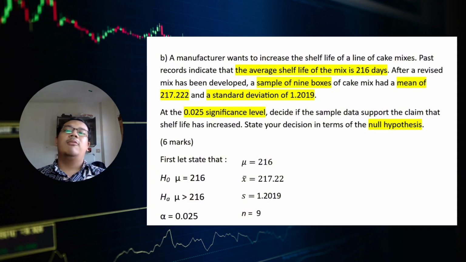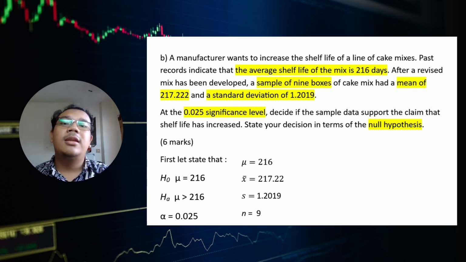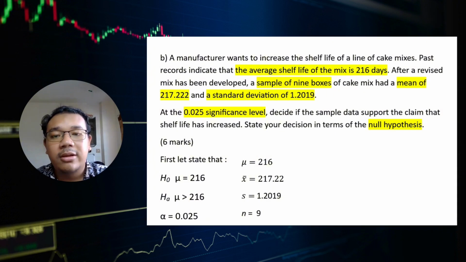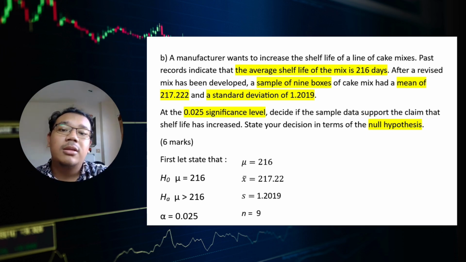The third step, we decide which formula we will use, the z-test or t-test. From the information given, we see that we don't have the standard deviation of the population. We just have the standard deviation of the sample, S, and we have to use the t-test for this question. First, list down all the information given: mu equals 216, our x bar is 217.222, our standard deviation of the sample S equals 1.2019, and our n, or sample size, is 9.